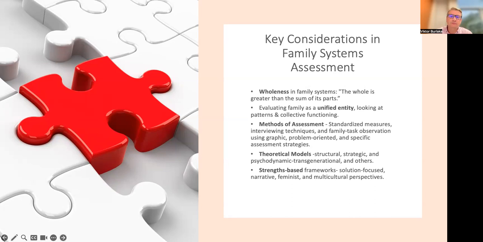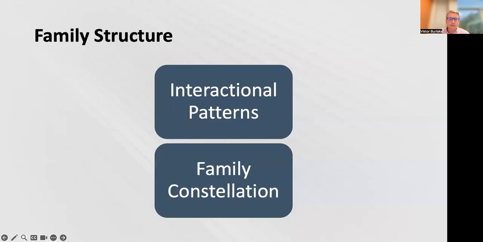Different theoretical lenses, from classical structural and strategic models to contemporary strength-based frameworks like narrative and feminist models, offer various insights into family dynamics. Family structure can be understood as a unique way in which members of the family form interactional patterns. Family constellation is another aspect of the family structure. These are things like single-parent household or an intact family.